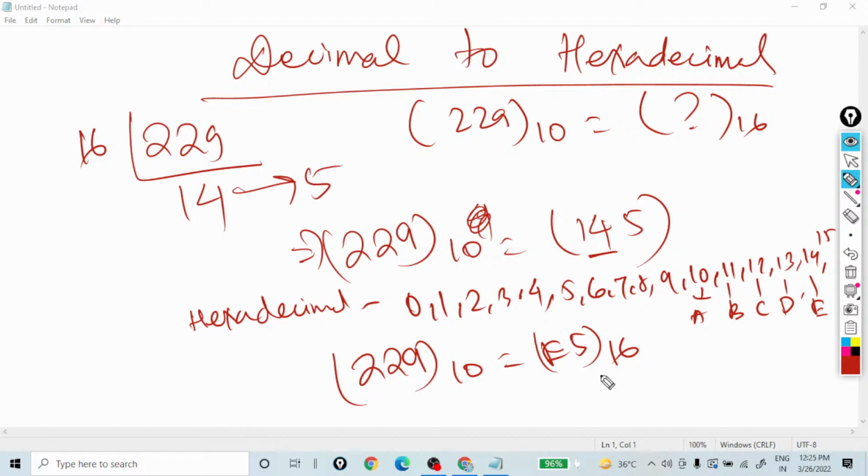So for hexadecimal, you will divide by 16. For octal, you will divide by 8, and for binary, you will divide by 2. So this is the third type of number system we are discussing. First we discussed decimal to binary, then decimal to octal, then decimal to hexadecimal. Right? So in case of hexadecimal, you have to divide by 16. In case of octal, you have to divide by 8. In case of binary, you have to divide by 2. The next type of number system we will see.